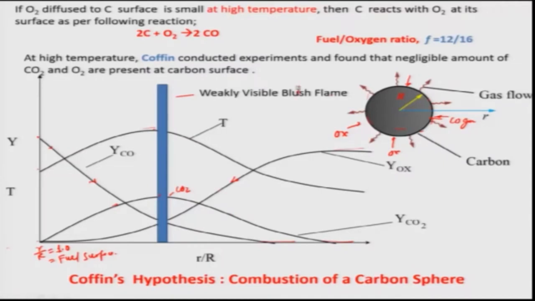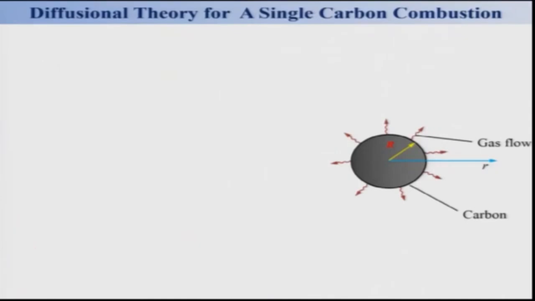bluish flame is formed in this region a little away from the solid surface. And this hypothesis was later confirmed by other researchers. So, this is the way combustion takes place, and it is quite complex.